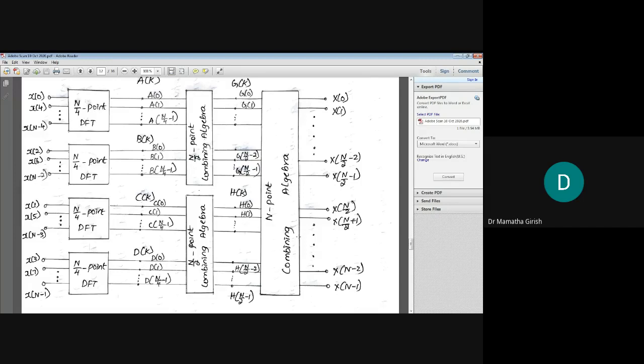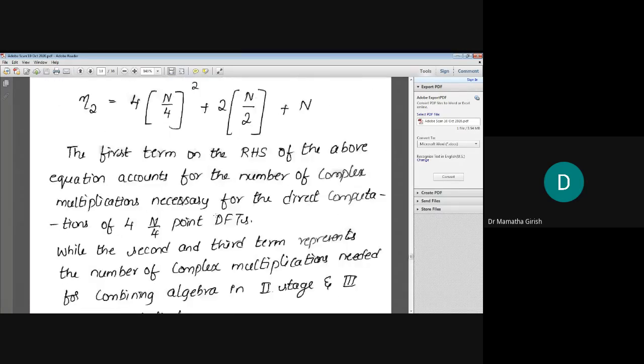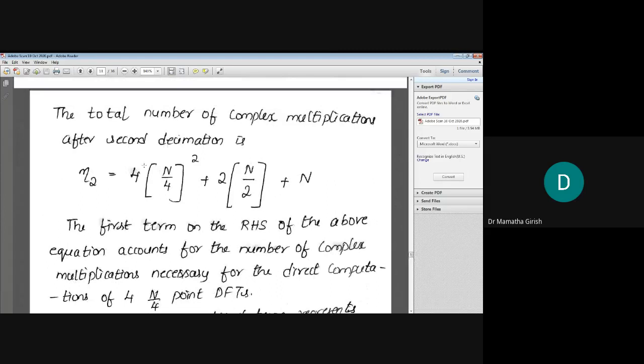How many n-point combining algorithms do I have? A single one. So take this n into consideration. Accordingly, the total number of complex multiplications is 4 times (n by 4) whole square plus 2 times (n by 2) plus n.